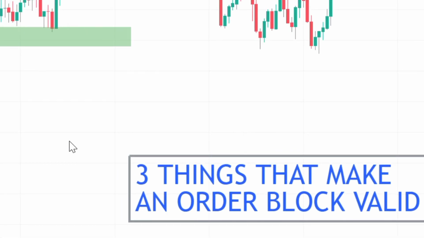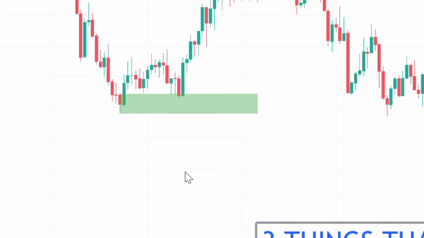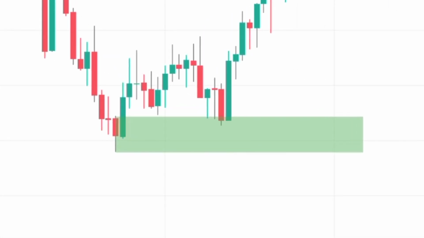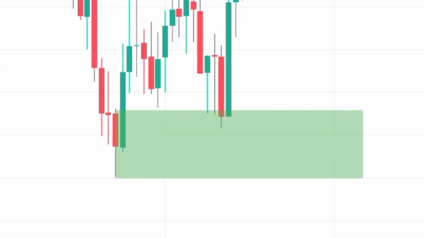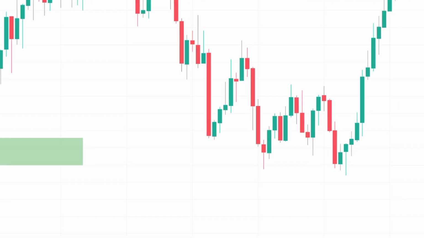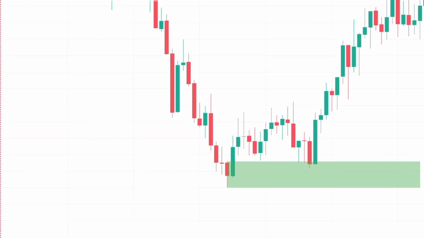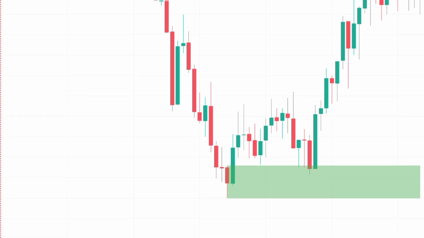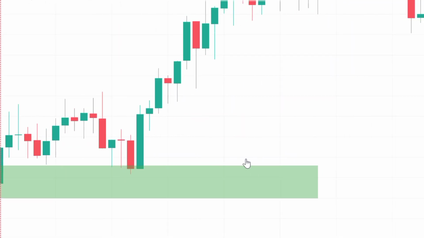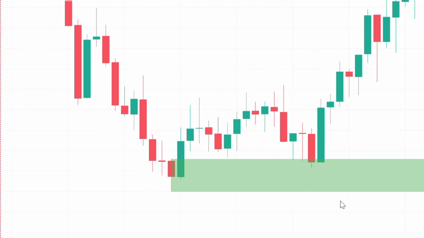Now, going back to our previous example, if you look over here, you can see a fair value gap. If I expand it so that you can see it very well, can you see the fair value gap? Does this order block have a fair value gap? Yes, it has a fair value gap over here.